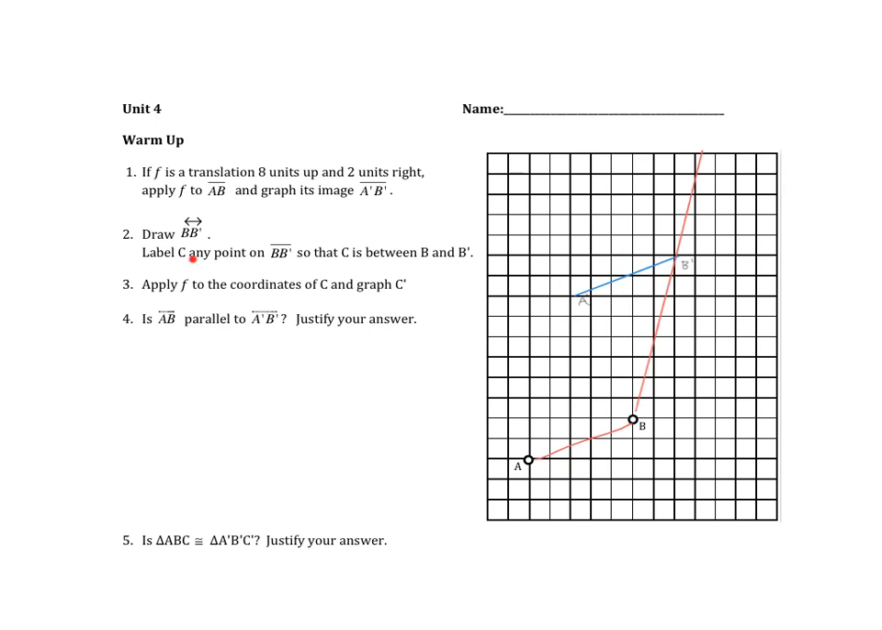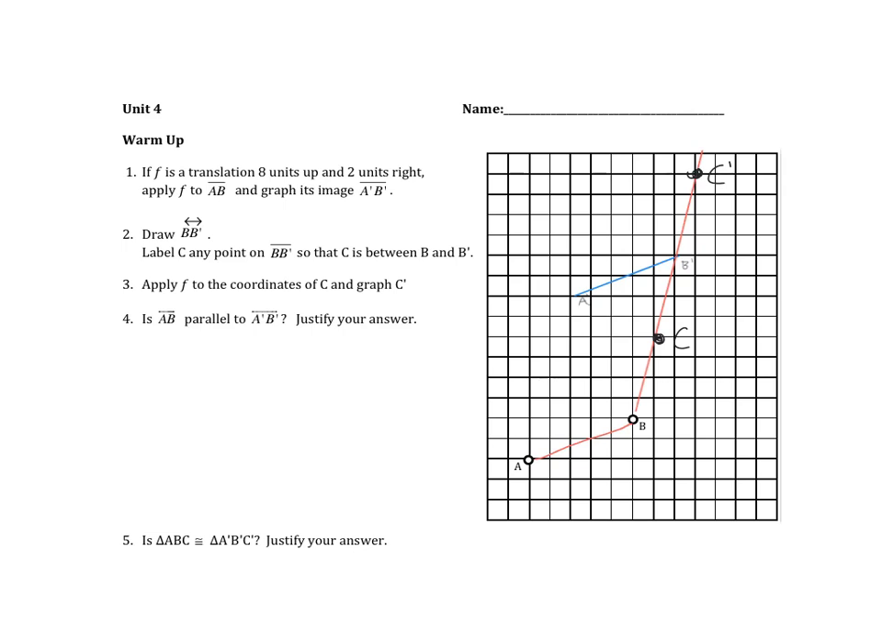So it says, then draw B B prime, this line right here, and label C at any point on B B prime, so that C is between B and B prime. So that's where I'm at right now. I'm going to label C to be this point right here, and apply the same transformations, and that will put me right here. There's C prime, there's C.